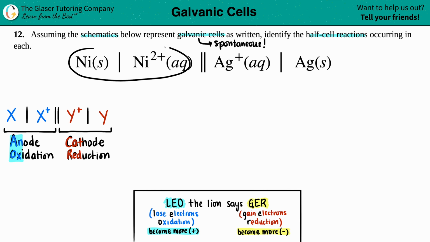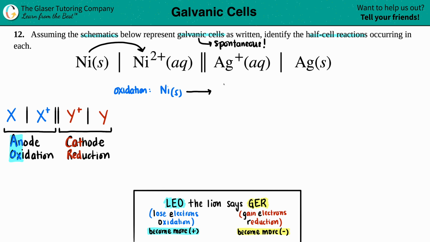So in this case, it kind of makes sense, right? Because I have nickel, that was a 0 charge, and then it goes to a more positive charge. So the nickel goes into Ni2+, aqueous. So let's just write that out. We first have the oxidation going on here, in which Ni solid will get turned into Ni2+, aqueous.